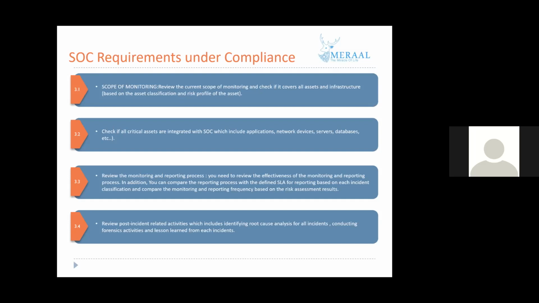Third, we need to review the monitoring and reporting process. What is the monitoring and reporting process in the SOC, and is it effectively implemented from end to end? You need to understand what is being monitored, how they monitor, and when they monitor. You can compare the reporting and monitoring process to the defined SLA. For example, the reporting is based on each incident classification. Incidents are usually classified as critical, high, medium, or low. Each has a defined SLA for reporting, so you need to compare whether this is being followed or not.